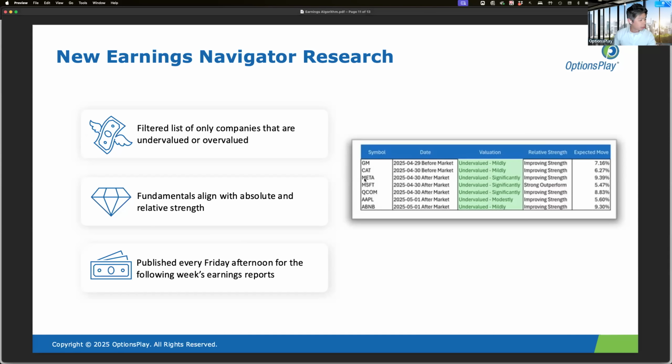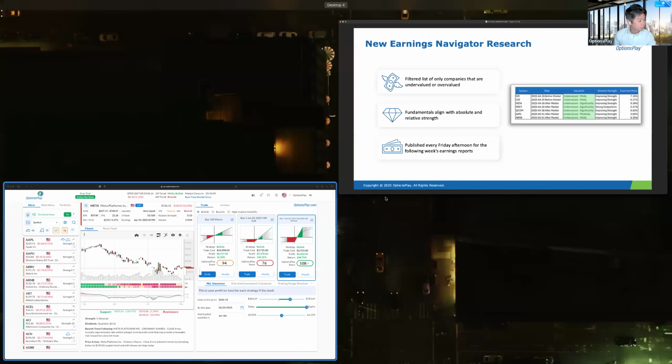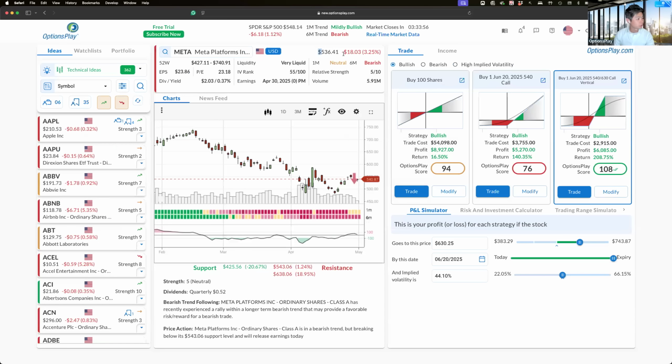So let's just take a look at a couple of stocks. Let's look at Meta, and let's look at Qualcomm real quick. Meta is currently trading around 536. It's down 18 bucks today on the back of the GDP print. So things are looking a little weak going into this earnings report. We do have to factor that into how we think about this.